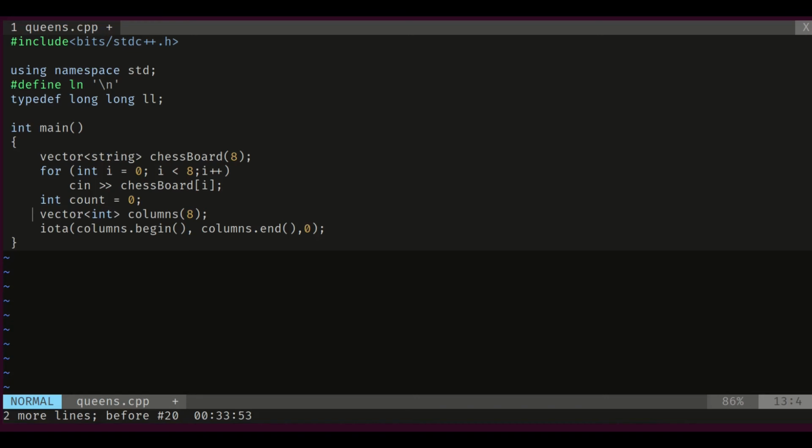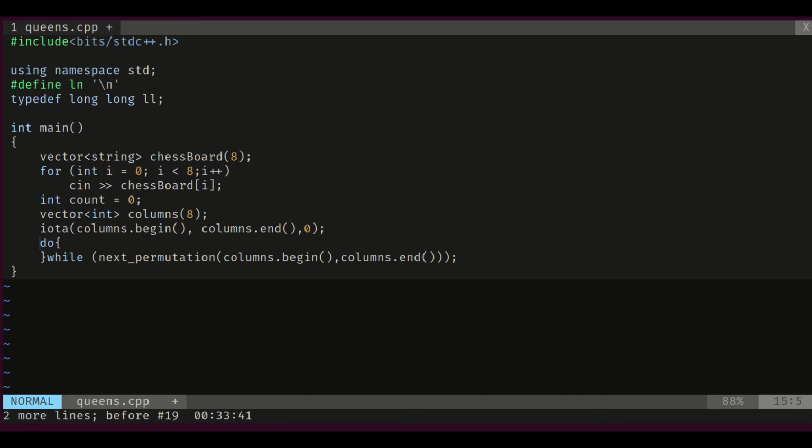Then we declare a vector of size 8 that's going to represent the column of each queen, and we're going to use this function iota. This is a built-in function that, when given an iterator to the beginning of a vector, an iterator to some other position, and a starting value, just goes through those values, each time incrementing by 1. So what I mean here is that at column 0 it's going to put 0, at column 1 it's going to put 1, 2, 3, 4, and so on. So it just fills the array starting from 0 and each time increasing by 1.